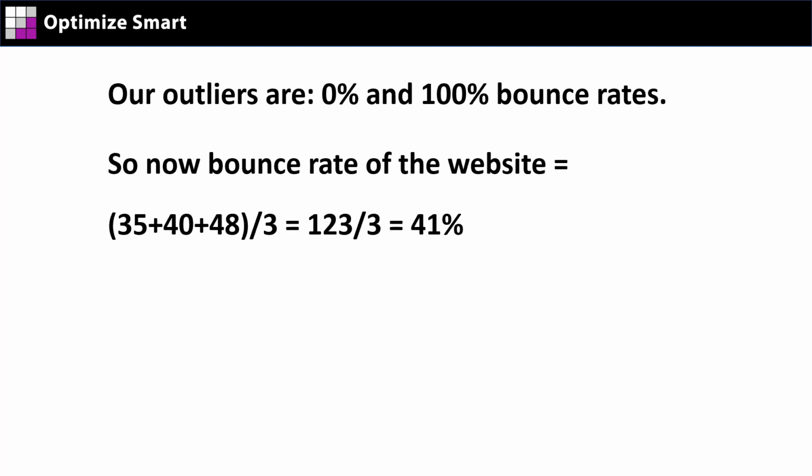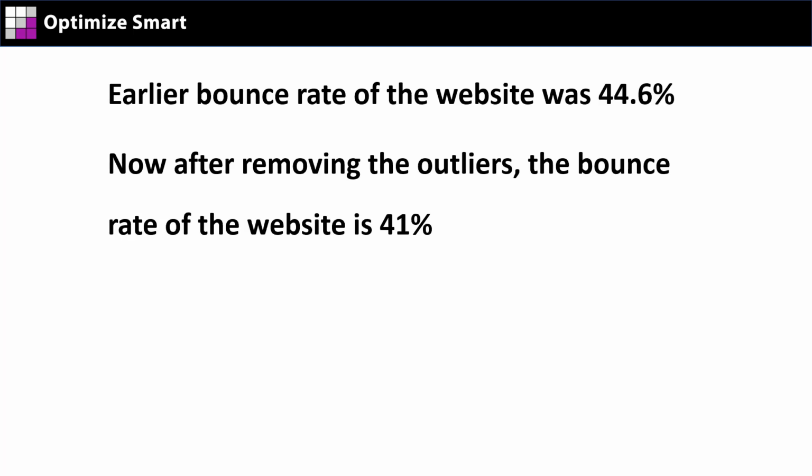Our outliers are 0% and 100% bounce rates. So now the bounce rate of the website equals 35 plus 40 plus 48 divided by 3 equals 41%. Earlier the bounce rate of the website was 44.6%. Now after removing the outliers, the bounce rate of the website is 41%.